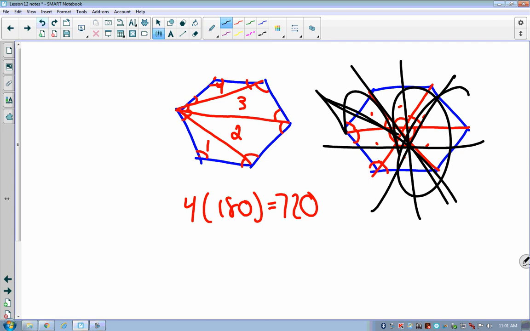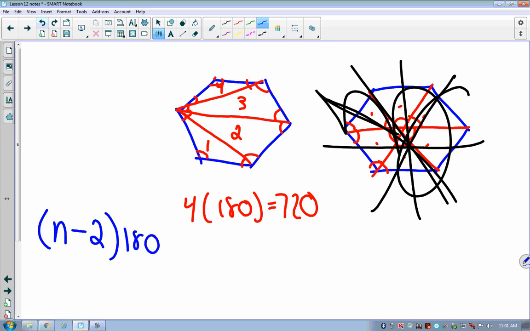Now, let's say we get to talking about a 14-gon, and what is the sum of the interior angles of a 14-gon or something like that. Well, now we need a formula because that's getting really hard to draw and draw all the little triangles. So we do have a formula, and our formula says this: we're going to take the number of sides of our polygon, minus 2, and we're going to multiply that by 180.